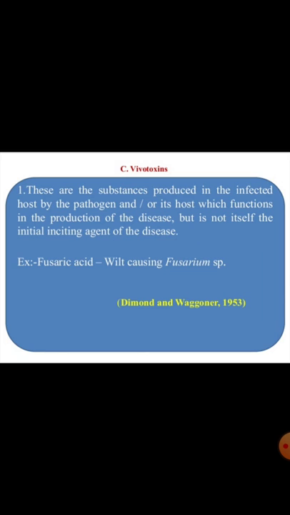The third one is vivotoxins. These are the substances produced in the infected host. These are also harmful substances, produced in the host by the pathogens. When pathogens attack within the host during pathogenicity, the pathogen produces toxins in its host which function in the production of the disease but are not themselves the initial inciting agent of the disease. These vivotoxins are produced either by the pathogens or by the host, but the host is not the initiator. After the attack of the pathogen only, it produces vivotoxins. An example is fusaric acid. The pathogen is wilt causing Fusarium species, which cause wilting in the plants.